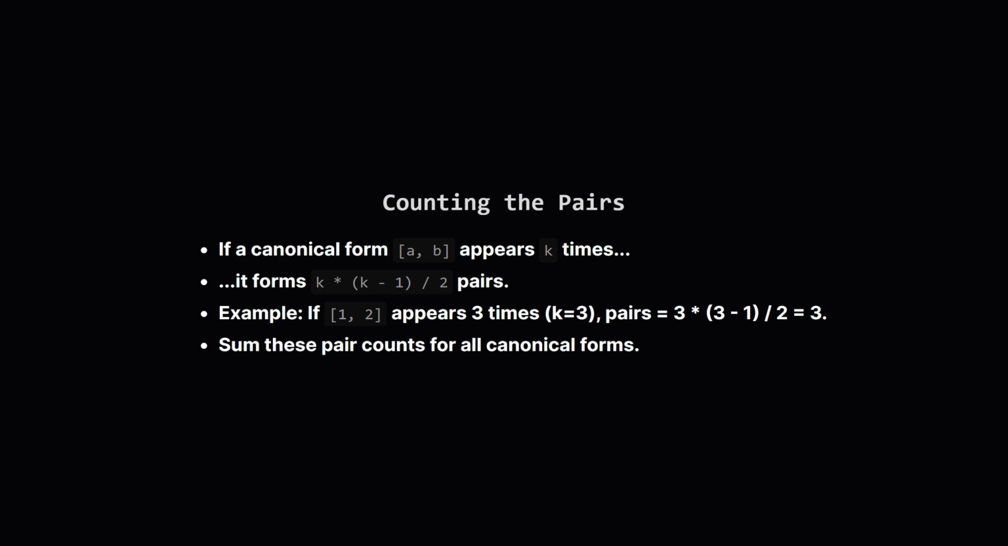So let's say a specific canonical domino, like 1, 2, appears k times in our processed list. How many pairs does that create? Think about it. If it appears 3 times, k equals 3, we found 3 pairs in the earlier example.